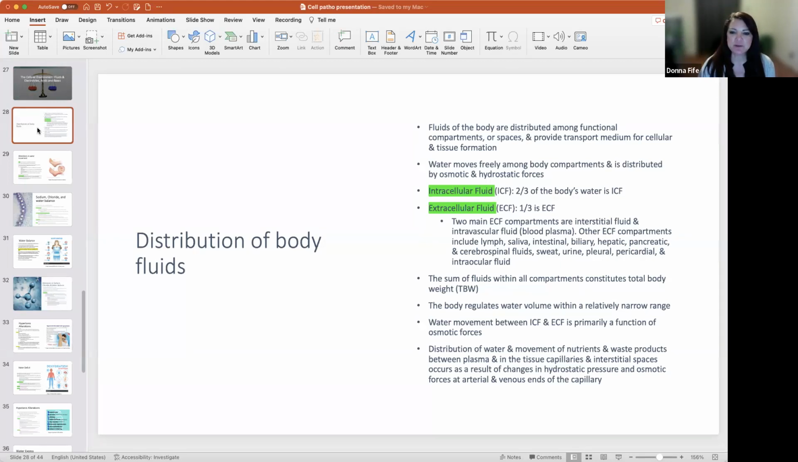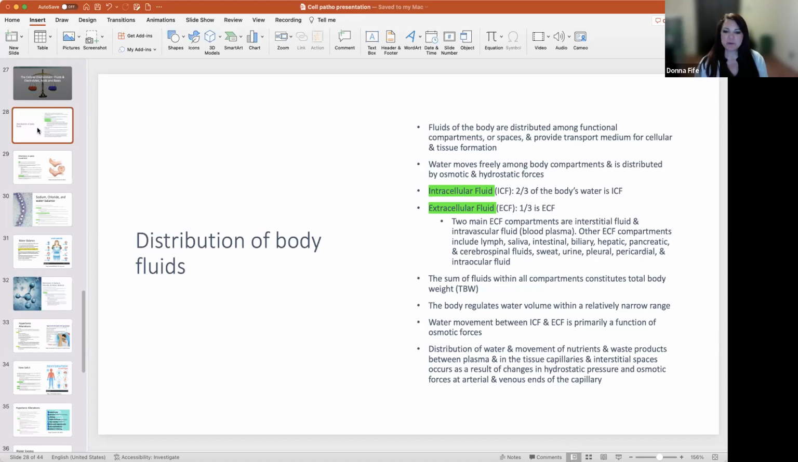We have intracellular fluid, or ICF, which is 2/3 of the body's water. Extracellular fluid, or ECF, is 1/3. Two main functions of the ECF compartments are interstitial fluid and intravascular fluid, or the blood plasma. Other ECF compartments include the lymph, saliva, intestinal, biliary, hepatic, pancreatic, and cerebrospinal fluids. Sweat, urine, pleural, pericardial, and intraocular fluid are all also extracellular fluid.